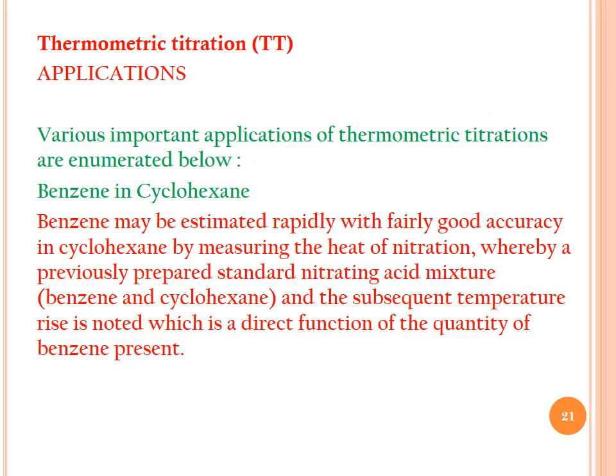Now we discuss the applications of TT. Various important applications of thermometric titration are enumerated below. For example, benzene and cyclohexane. Benzene is a very toxic compound, carcinogenic up to 2 ppm. Benzene may be estimated rapidly with fairly good accuracy in cyclohexane by measuring the heat of nitration, whereby a previously prepared standard nitrating acid mixture is added to benzene and cyclohexane, and a subsequent temperature rise is noted, which is a direct function of the quantity of benzene present.